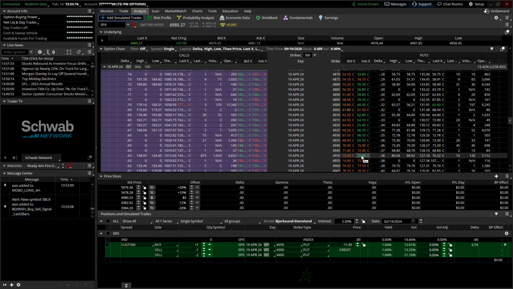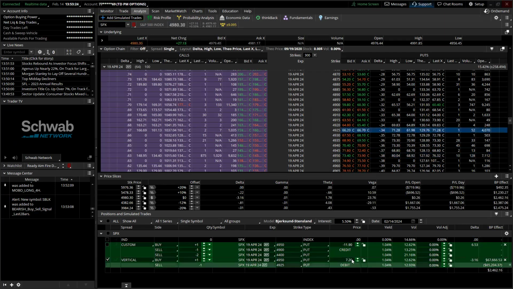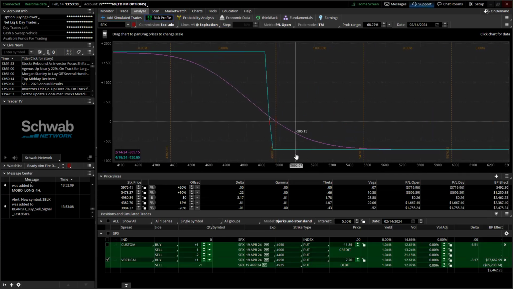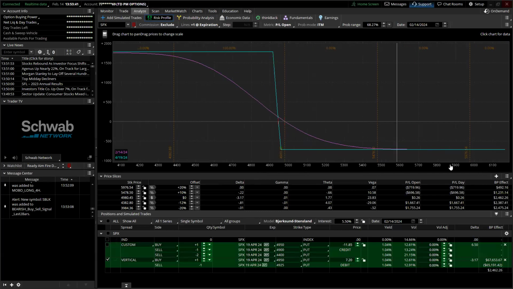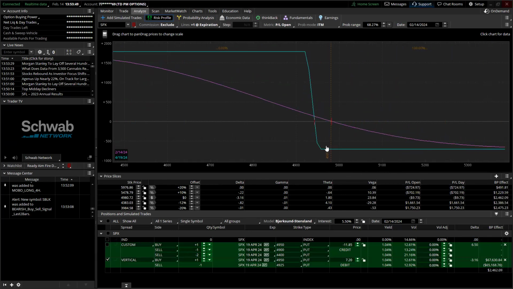We can try to use the same put debit spread. So we'll buy the 4950, we'll sell the 4925, right? So that's a 25-point wide put debit spread, and this is what it looks like. Let me just stretch this out so you can see a little bit better. All right, so that's my put debit spread. It's 25 points wide and it's going for $7.20.